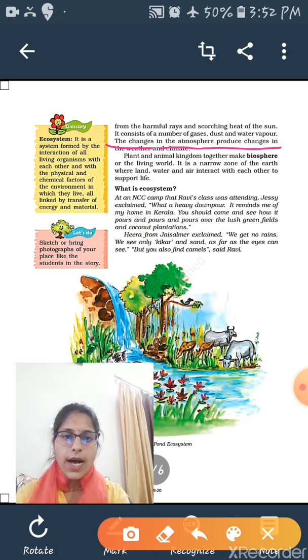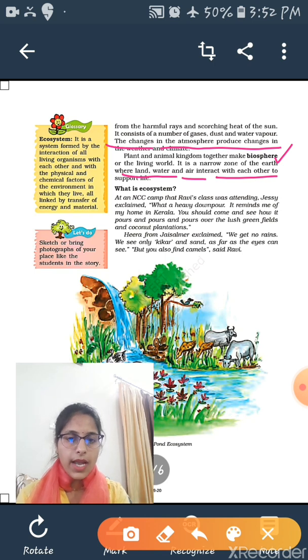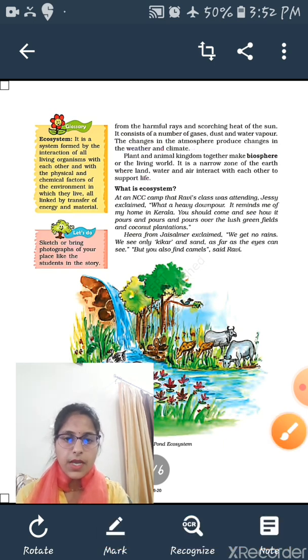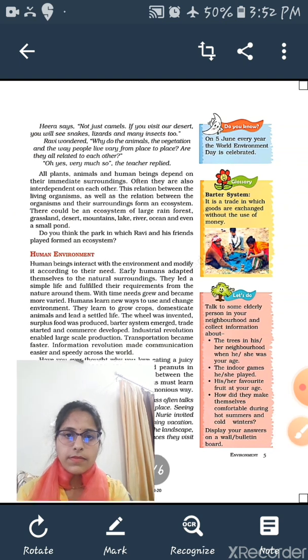Right? Now the last and the most important domain is the biosphere. Life exists only in a narrow zone where land, water and air interact with each other to support life, and this domain is called the biosphere. It makes our earth a unique planet in the solar system. Life exists only in this sphere. Now the next one is, what is an ecosystem?